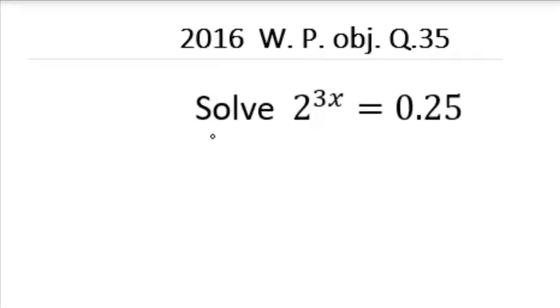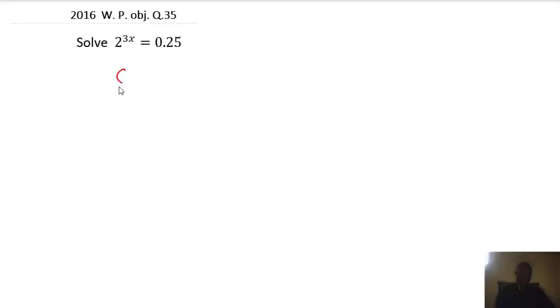Welcome back, students. We are still on indices. Today we are going to do 2016 WASSCE private objective question number 35, and here is the question: solve 2 exponent 3x equal to 0.25. So let's see how we are going to solve the question.